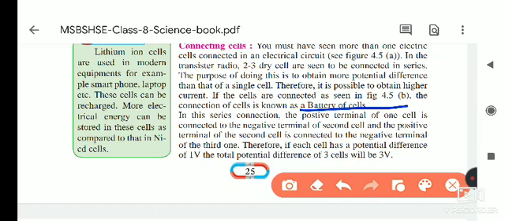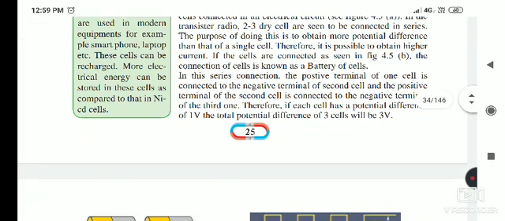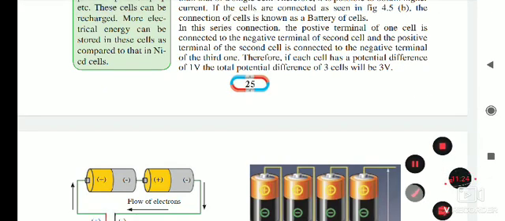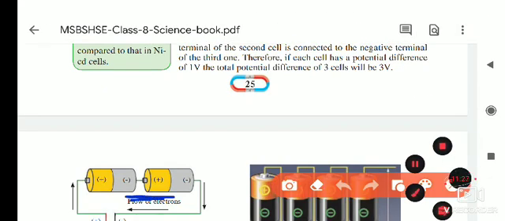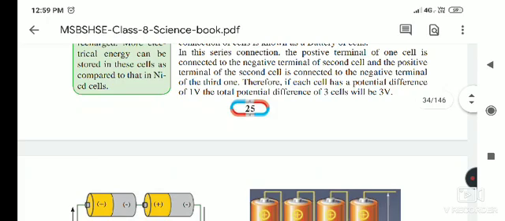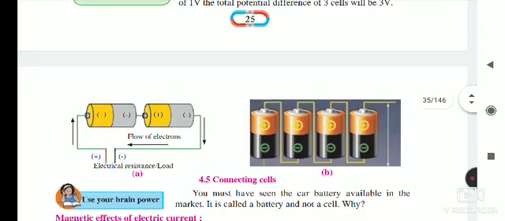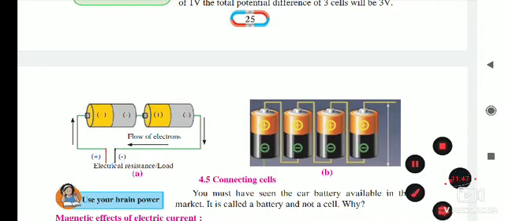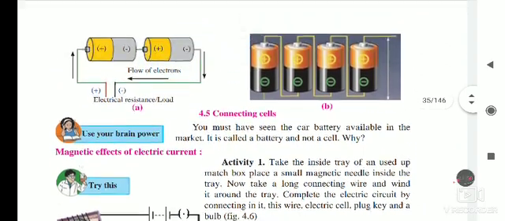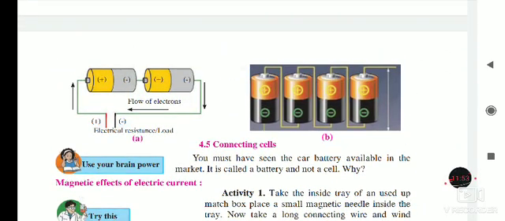In the series connection, the positive terminal of one cell is connected to the negative terminal of the second cell. If you see here, the positive terminal of one cell is connected to the negative terminal of the next cell. Therefore, each has a potential difference of 1 volt. The total potential difference for 3 cells is 3 volt. In this way, the potential difference increases, and then more electricity is produced.